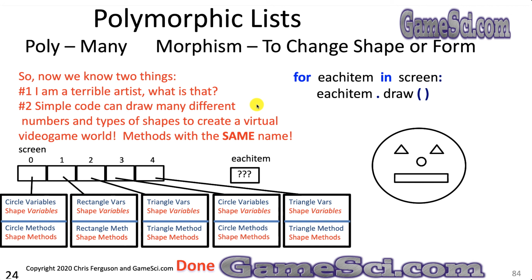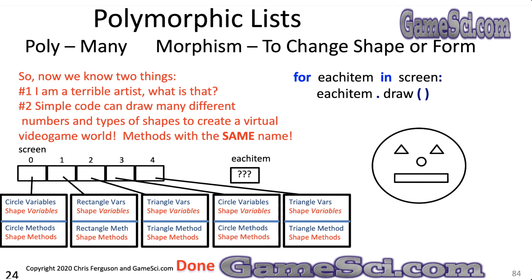Number two, simple code can draw many different numbers and types of shapes on the screen to create a virtual video game world. And the only thing we really need is methods with the same name. It's very, very important for this example that each one of these objects has a draw method that draws itself on the screen. Once you build your objects with a set of methods with the same name, you no longer care what each item is pointing to. You just call the common methods and boom, they execute.